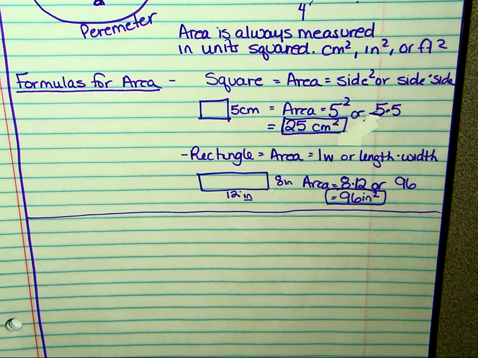Alright, so like I said, using this formula we will then find the formula for the area of triangles, the area of parallelograms, the area of trapezoids, and different composite shapes. But for today, we're just going to remember those. The square formula is side times side. The formula for rectangle is length times width.